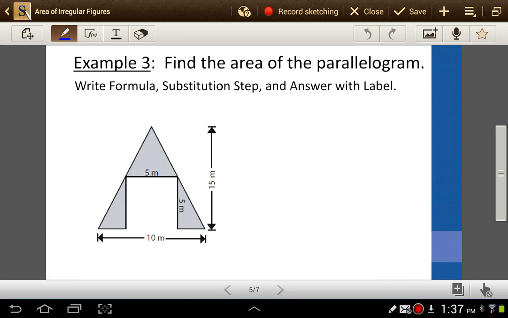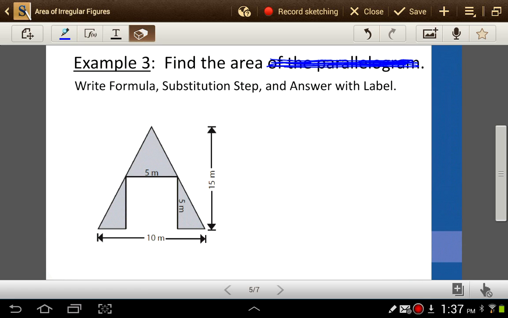In example 3, we need to find the area. Oops, I should have said, just find the area. It's not a parallelogram. Okay, in example 3, I want to find the area of the shaded region. Okay, now this is harder. I could try to break these up into 1, 2, 3 triangles, which you can do, and I have enough information to figure that out. But that's a lot more work than what I'm going to show you here.